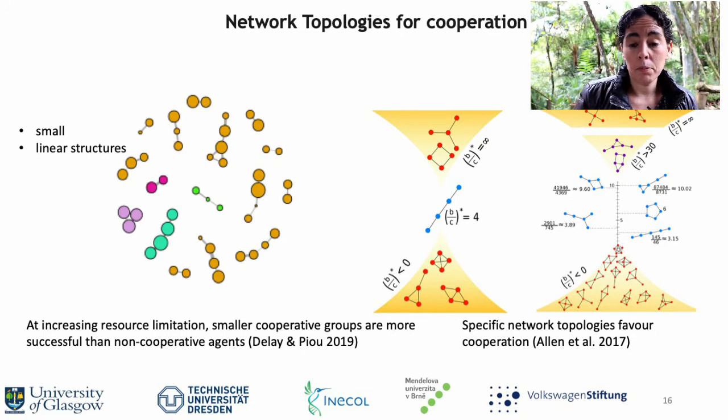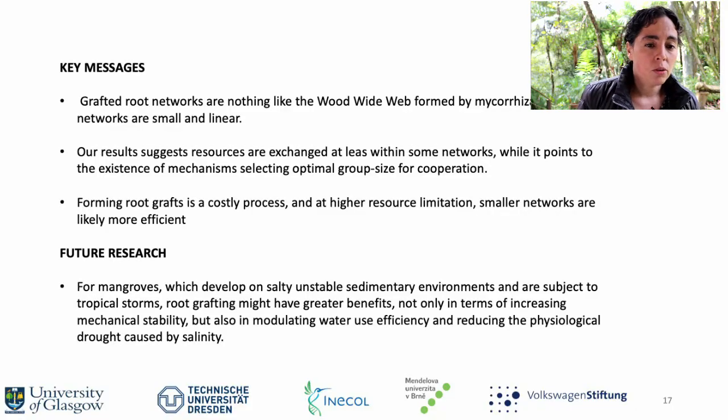So what can be deduced from here is that, at least at some level, the root networks in mangroves are facilitating resource exchange. Maybe not all the root grafts we found are functional, but some of them should be functional in order to create this pattern, because the changes in these topologies along the environmental stress gradient are suggesting that there are underlying mechanisms that are selecting for optimal group sizes for cooperation to be a benefit.